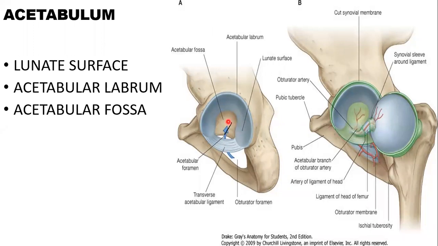There's this part here, which is known as the acetabular fossa. Then after that, you have the acetabular foramen down there. Then lastly, you have that ligament there, which is known as the transverse acetabular ligament, from one part of the lunate surface to the other part of the lunate surface there. So basically, know those parts about the acetabulum.